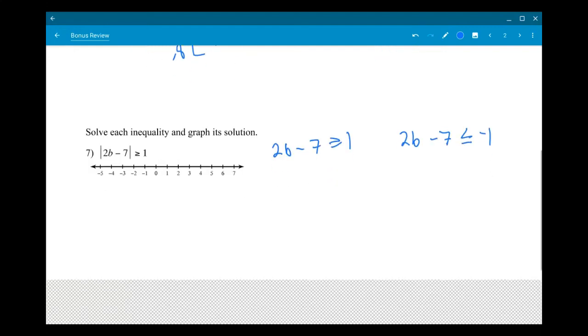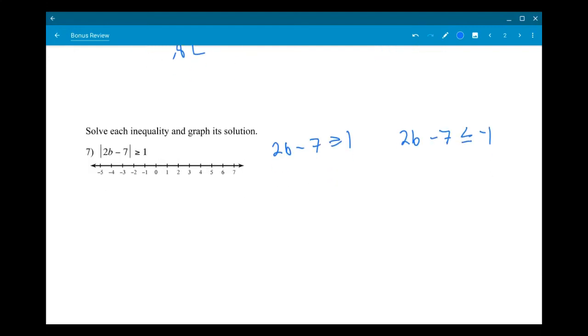Okay. Then to decide whether it's going to be an or an and, you're looking all the way back at that original symbol. If it was a greater than or greater than or equal to, in this case, you're going to use an or. If it was less than or equal to, you'd use an and. Again, solve them both independently of each other. So in both of these cases, we're going to add 7, and we're going to divide by 2.